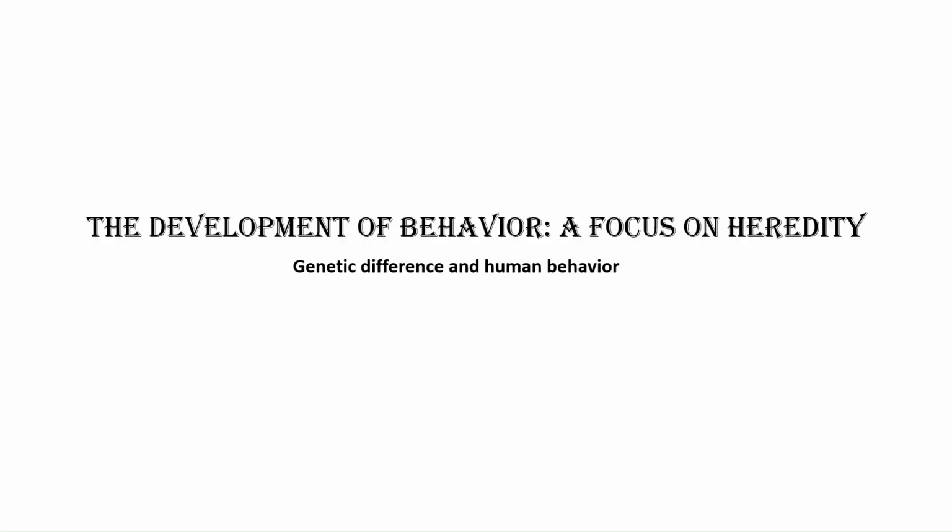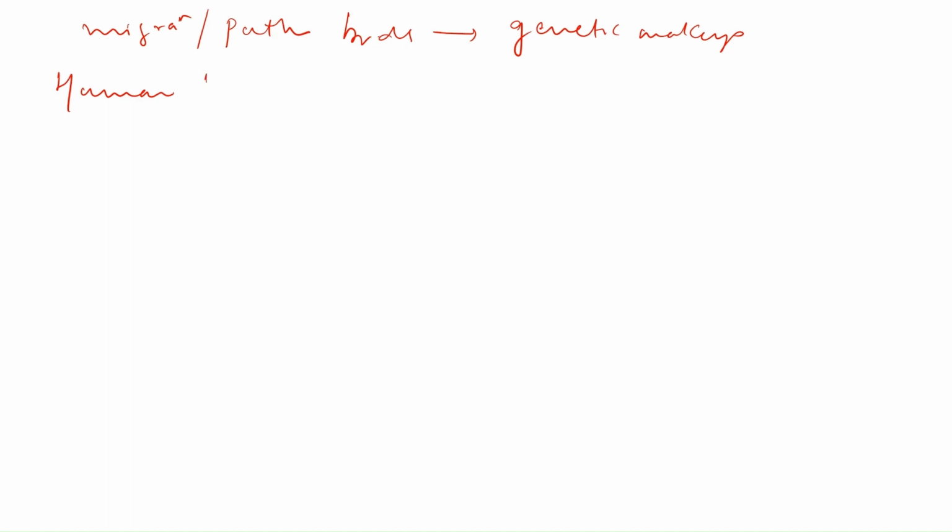Today in this video, we're going to study genetic difference and human behavior. In the last video, we learned that migration, or the migratory path birds choose, depends on their genetic makeup. Now, not only birds, even humans possess behaviors that are genetic dependent.